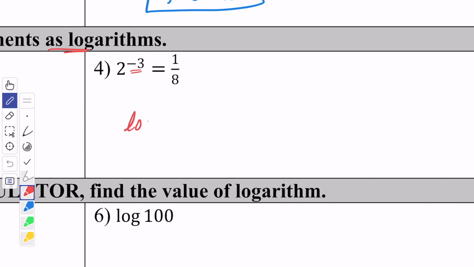Alright, let's do log. Now what's our base here? Okay, so right away we look at it and go, well, the base is 2, so we use a base of 2 of 1/8 equals the exponent negative 3.